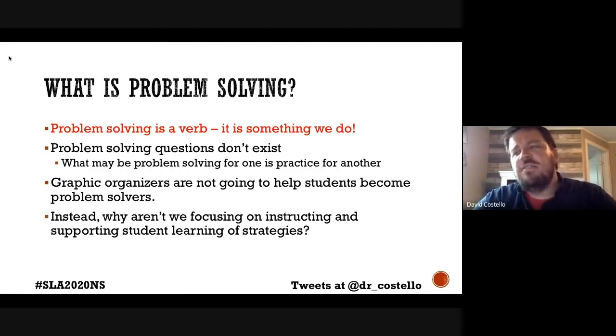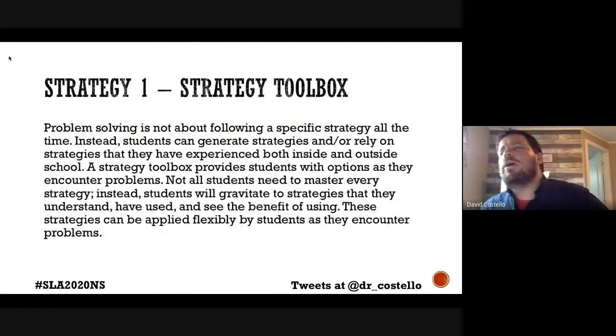So my question is, instead of finding, quote unquote, the problem solving questions, why aren't we focusing on instructing and supporting students' learning strategies? So here's one type of strategy. Strategy one: it's a toolbox. Problem solving is not about following a specific strategy. Instead, students can generate strategies and or rely on strategies that they have experienced both inside and outside of school. So a strategy toolbox provides students with options as they encounter problems.